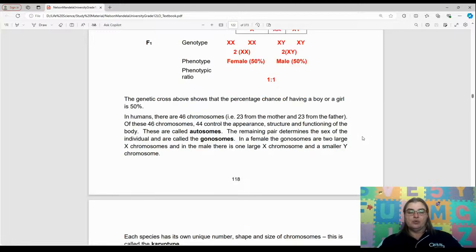Okay. In humans, we have 46 chromosomes. So this is something to take note of because this is, again, a potential exam question. 46 chromosomes, in 23 pairs. We get 23 from mom and 23 from dad, okay? Of those 46 chromosomes, 44 of them are going to control our appearance, our structure, and the functioning of our body and all of those things. Those are called the autosomes. And the remaining pair determines the sex of the individual, called gonosomes, okay? Which is quite amazing. Just that one little set of chromosomes will decide if it's a boy or a girl.